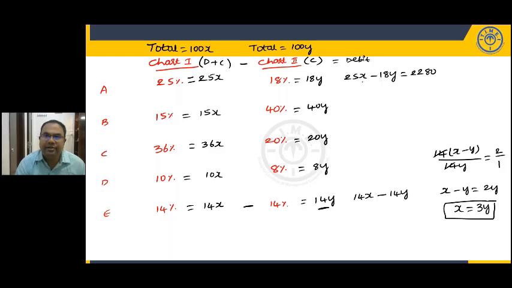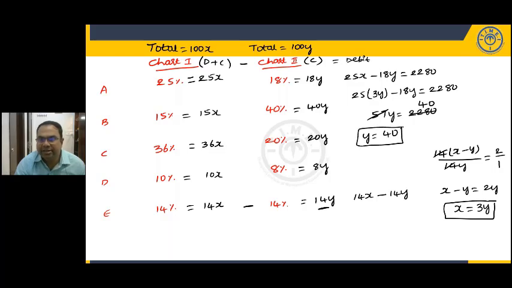When x is equal to 3y, if I substitute here, in place of x in 25x, I'm writing 75y minus 18y is 2280. Now from this I can say 75 minus 18, 57y is equal to 2280. 57 fours is 228, so y value is 40. So if y is 40, x will be 3 times 40, which is 120.